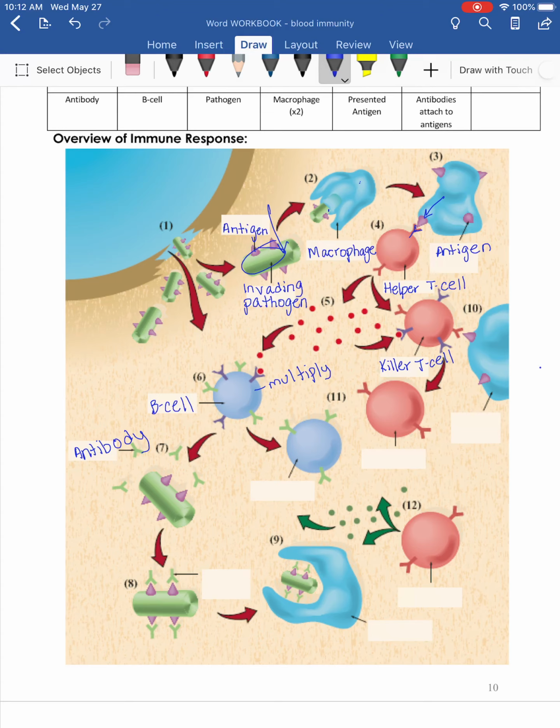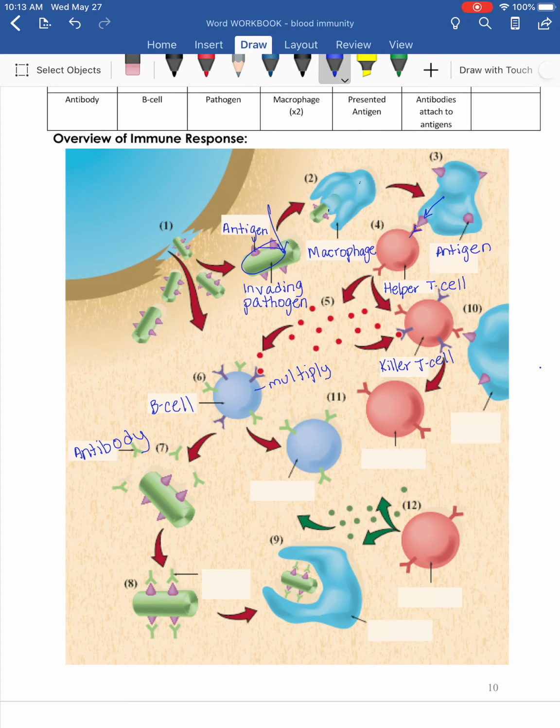So the B cells will create tons and tons of antibodies, but these antibodies are specific only to this particular antigen. Okay, antibodies are specific. So an antibody that is created for influenza is not going to be effective for, let's say, HIV. Okay, they are specific to particular antigens.